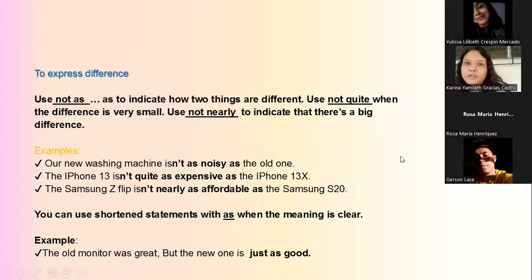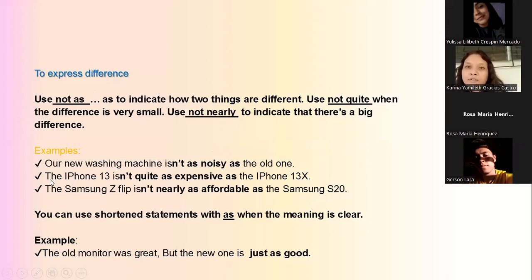Okay, continue, but with the difference. To express difference, you use not as to indicate how two things are different. One example, our new washing machine is not as noisy as the old one. Use not quite when the difference is very small.